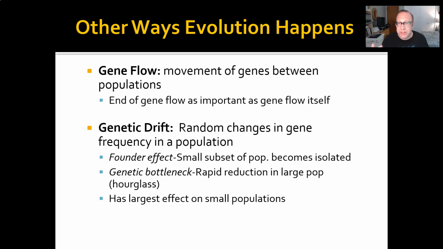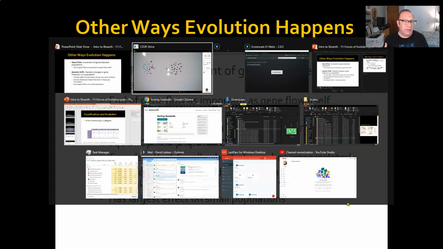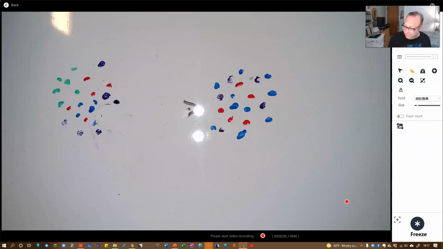Now we have genetic bottleneck. Genetic bottleneck occurs when there's a rapid reduction in population that isn't necessarily a selective force. So you can think of sudden tragic things like a volcano exploding or something like that.